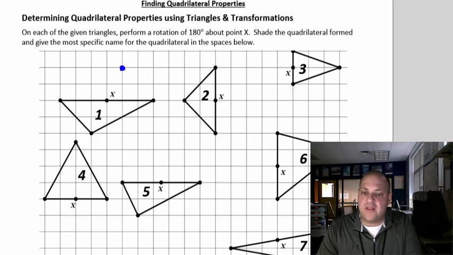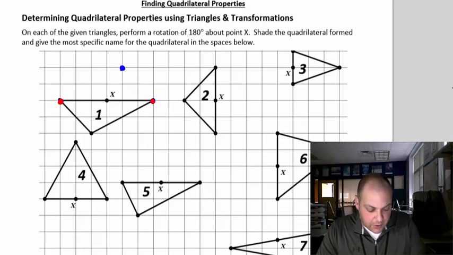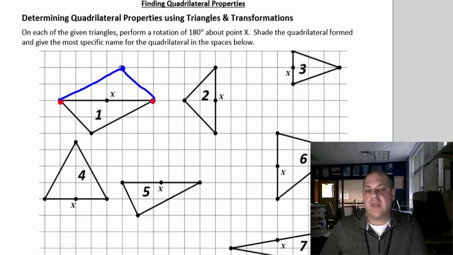So there's that point, and then of course if you rotate this one over this point, it just goes here, and if you rotate this over this point, it just goes here. So to rotate the triangle and connect them now, we have the 2 red points and the blue point. So I'm just going to connect those. And look what's formed. Okay, a quadrilateral is formed.